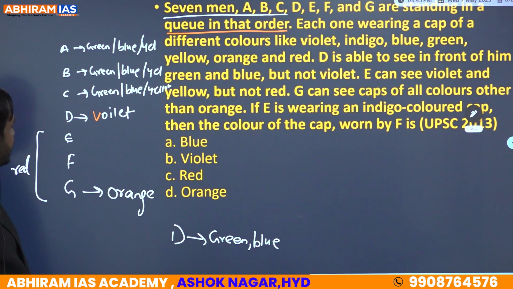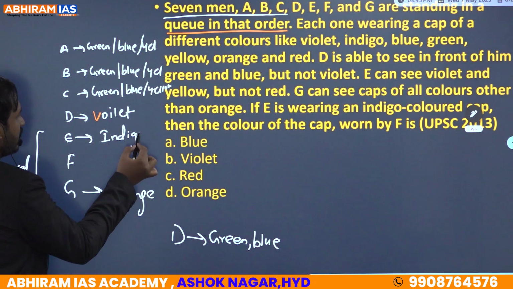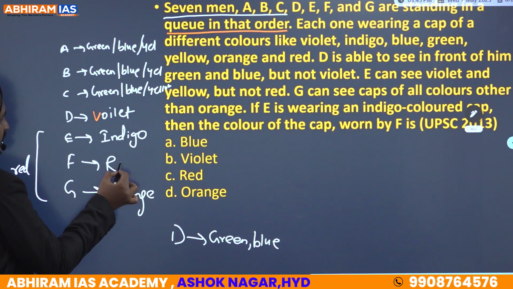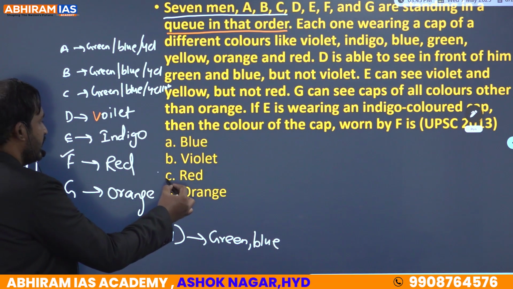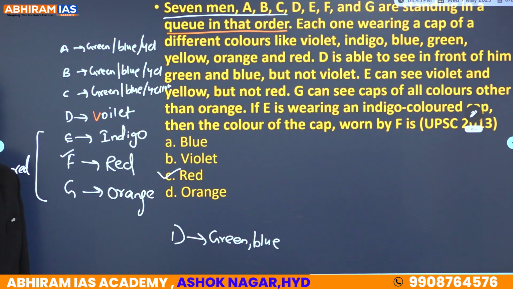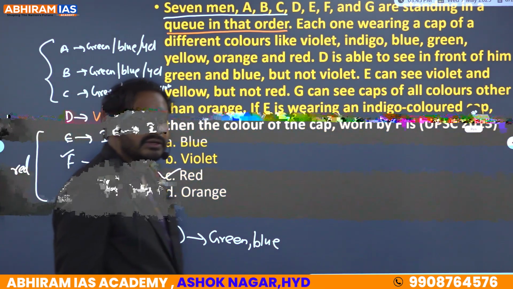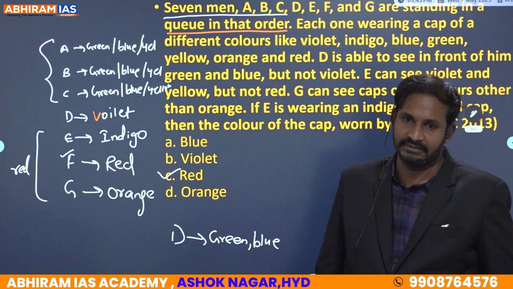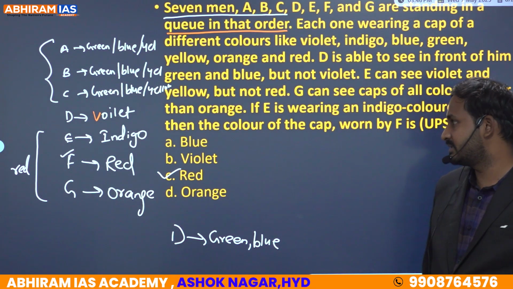If E is wearing an indigo colored cap, now E is wearing an indigo colored cap. So the only color left for F is what? Red color. The only color left is red color. Then the color of the cap worn by F is, F will wear which color cap? Red colored cap. F will wear red color cap. See here, students, we cannot say exactly which colored cap will be worn by A, B and C. It can be blue, green or yellow, any one of these three caps.